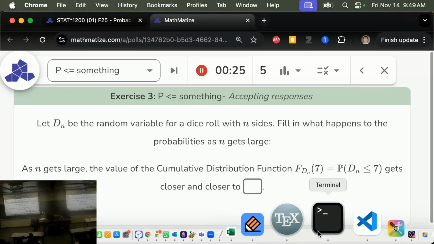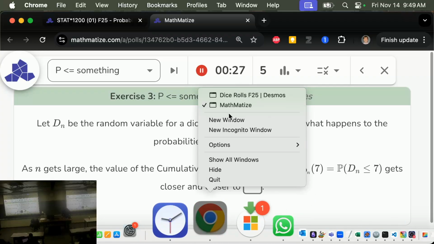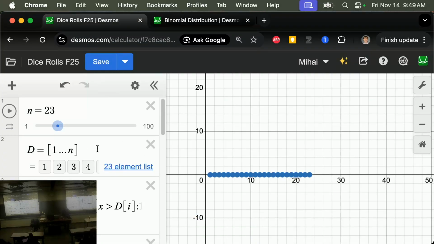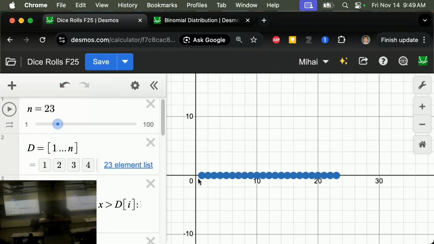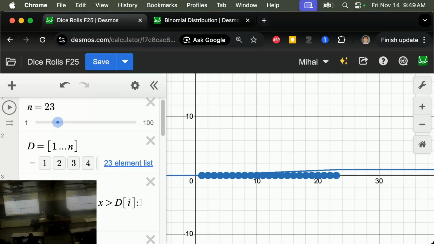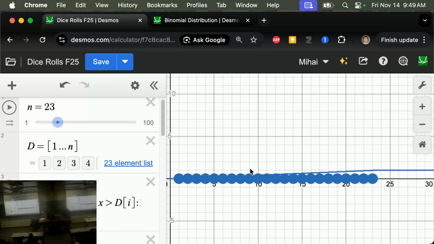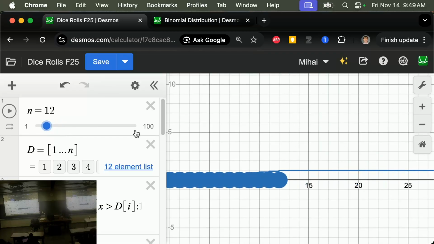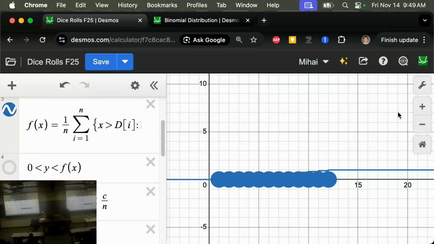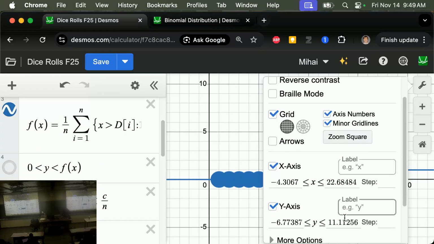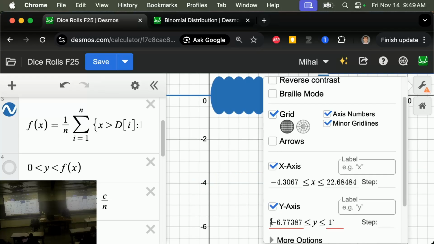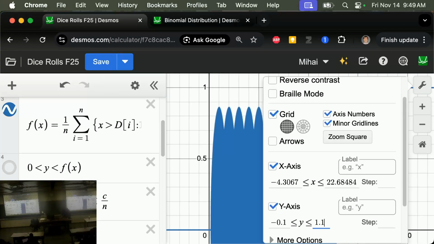Where did it go? Dice rolls. Okay, so this was the thing. And now I'm going to draw this. Okay, this is the cumulative distribution function. Let me make this bit smaller and a little more zoomed in. Let's maybe make this y less than or equal to 1. And we'll start at negative 0.1 and we'll go up to 1.1. So hopefully we have a nice view.